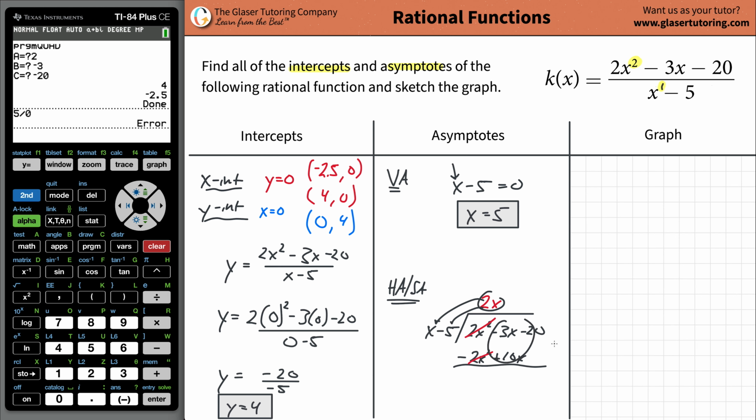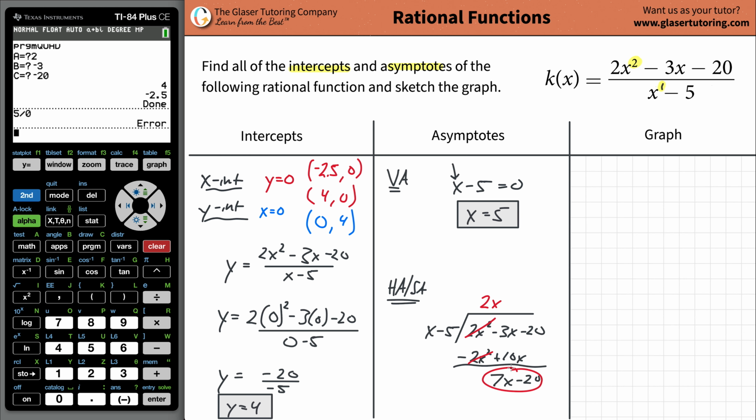And now we're just going to add this all together. So this becomes now a 7x minus 20. All right, cool. Let's clean this up a little bit. And now all we're going to do is do it again. Okay, we're going to do it again.